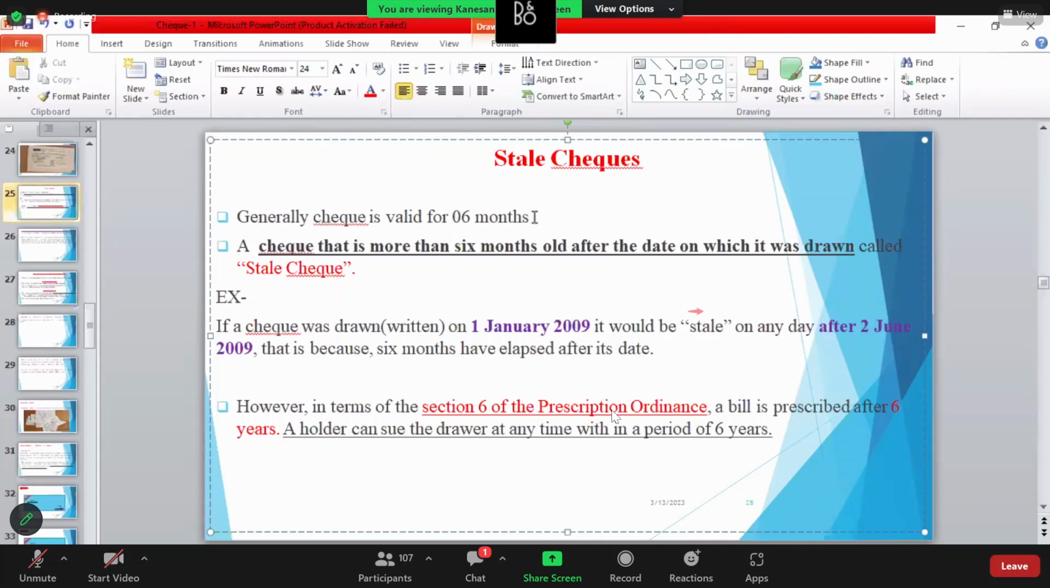So the check expiration period is 6 months, right? In terms of section 6 of the Prescription Ordinance, a bill is prescribed after 6 years. A contract can be issued and drawn at any time within the period of 6 years. So within 6 months, you have to go to the bank and get the payment by using the check, right?